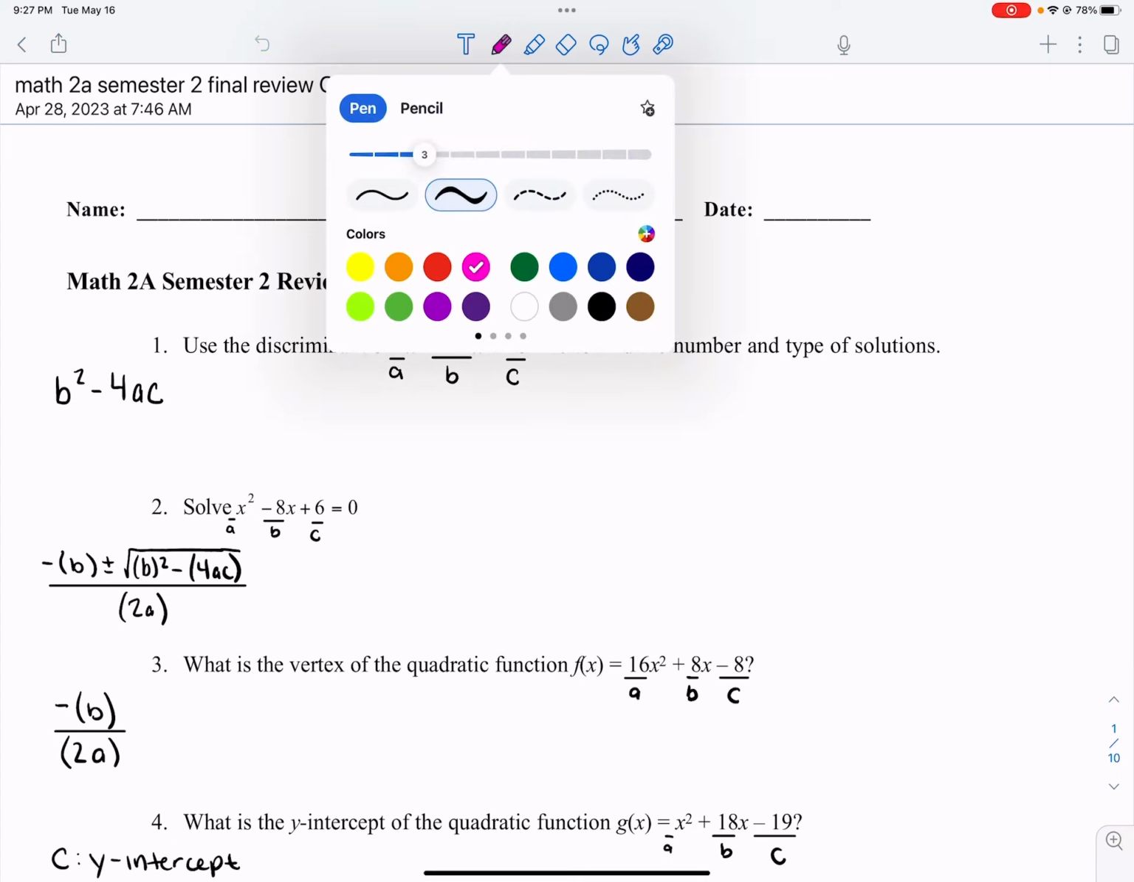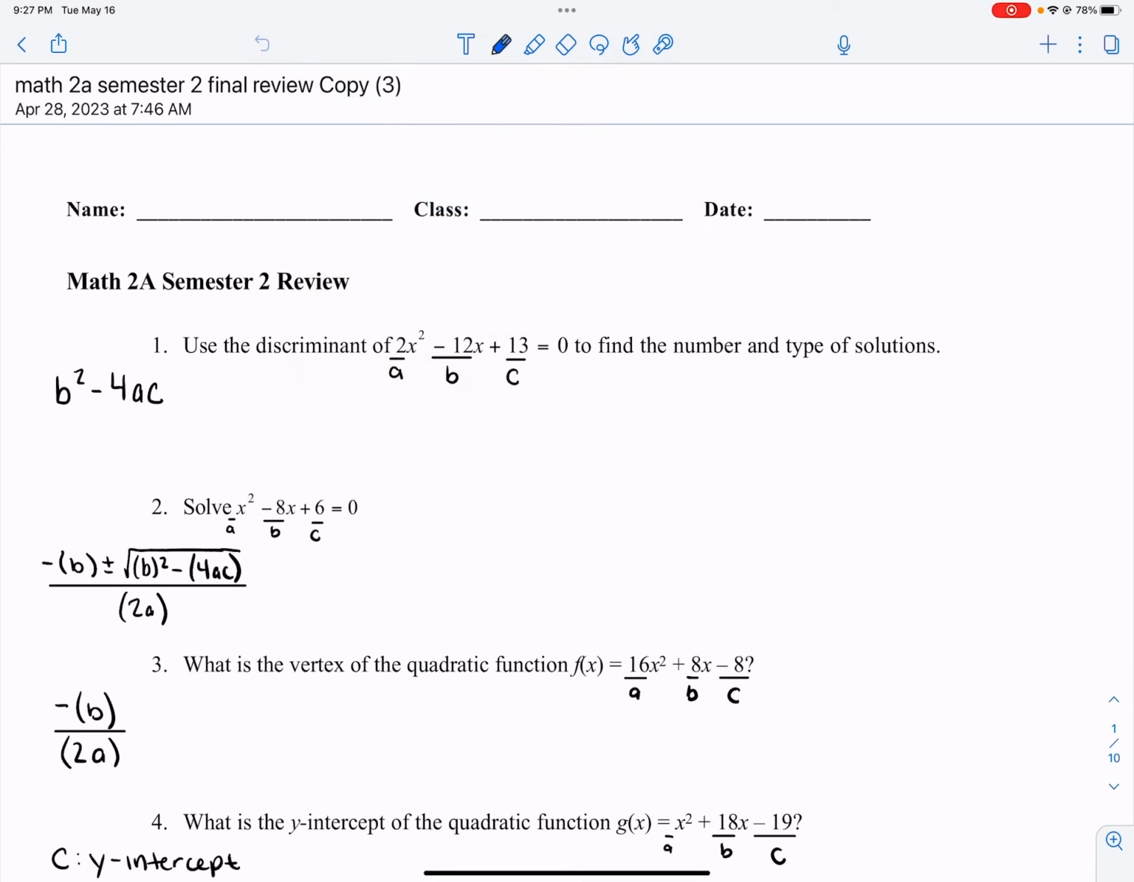So we'll write in blue. My B squared, so I'm going to use parentheses. So my B is negative 12 squared. Then I have my minus sign. I use parentheses again, 4 times my A value, which is 2, times my C value, which is 13. Plug into calculator. I'm just going to put that directly into my calculator.